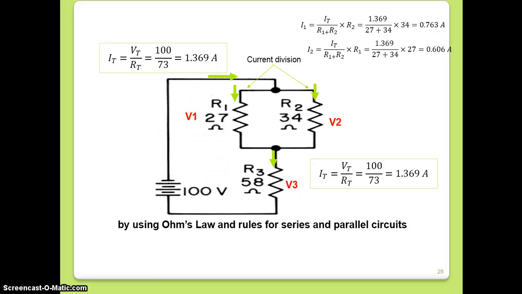In a similar way, calculating I2, the difference is we use here the first resistance R1. The calculation gives 0.606 ampere. If you add the two currents, you will get the total current, which is equal to 1.369 ampere, which is in fact the same current which we calculated as the total current.